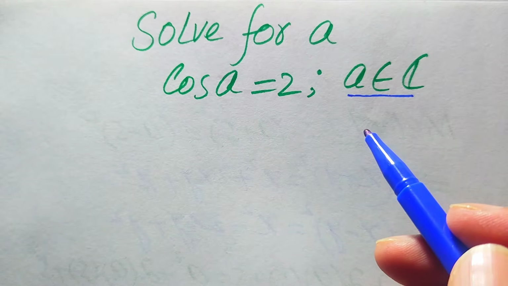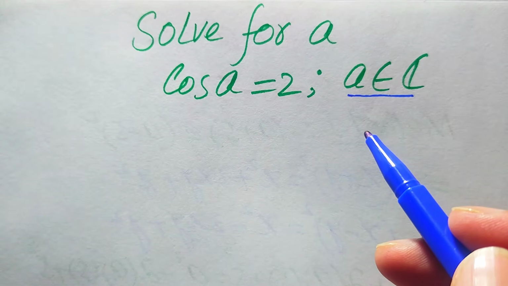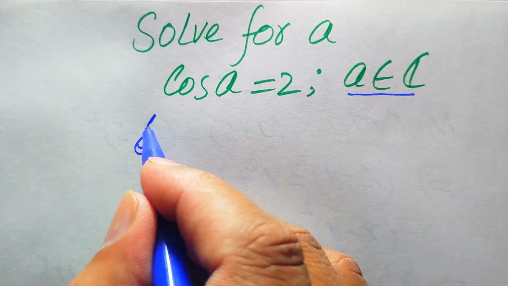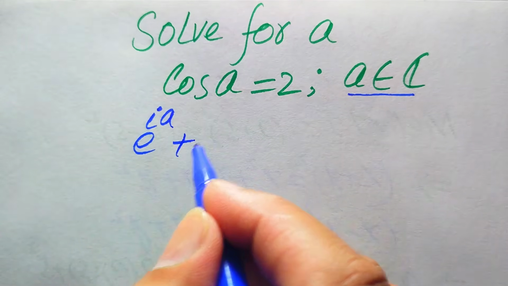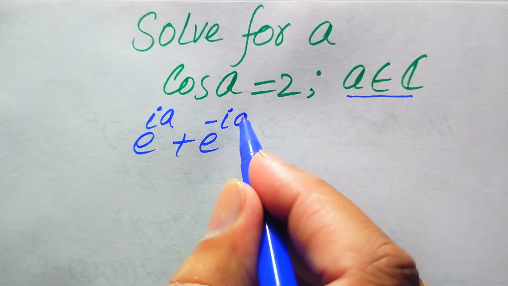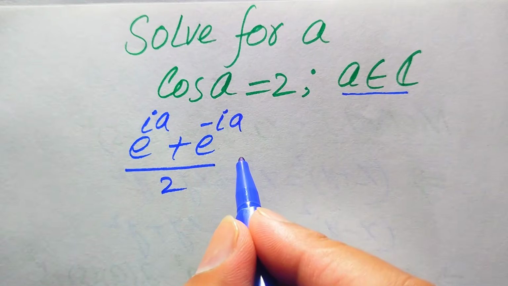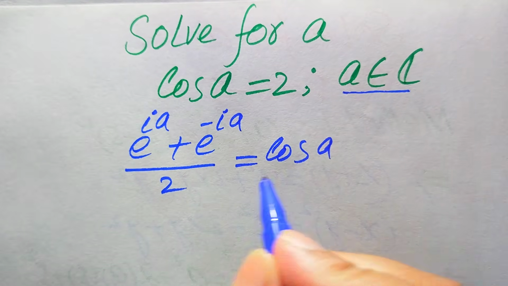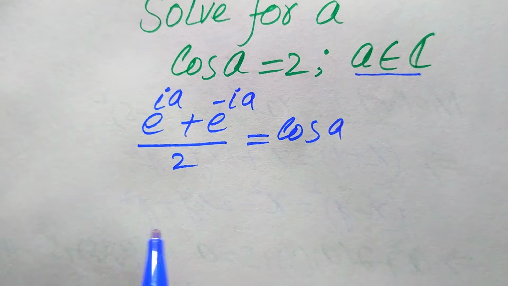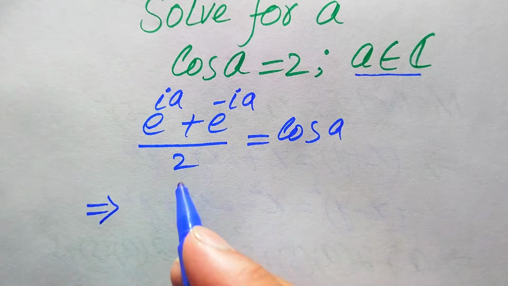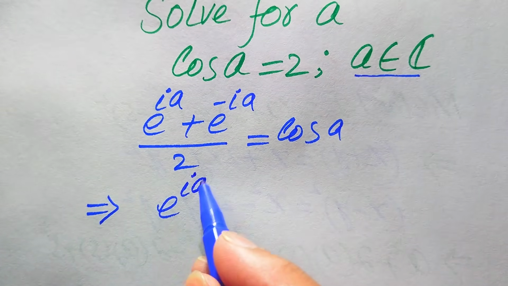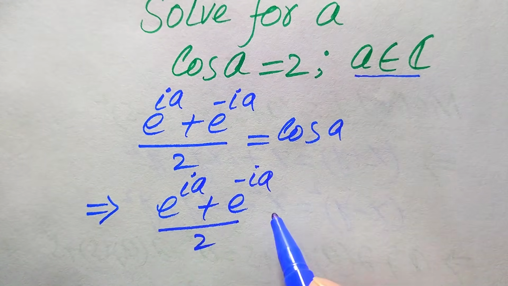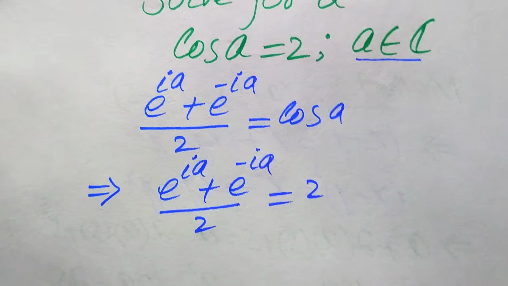And the very first step we are going to do is use the nice Euler's formula. You know about that. If we have e to the power of iota a plus e to the power of minus iota a divided by 2 is equal to cos of a. We use this nice formula on the left hand side of the above equation. So after applying this formula, it will be written as e to the power of iota a plus e to the power of minus iota a divided by 2 is equal to 2.